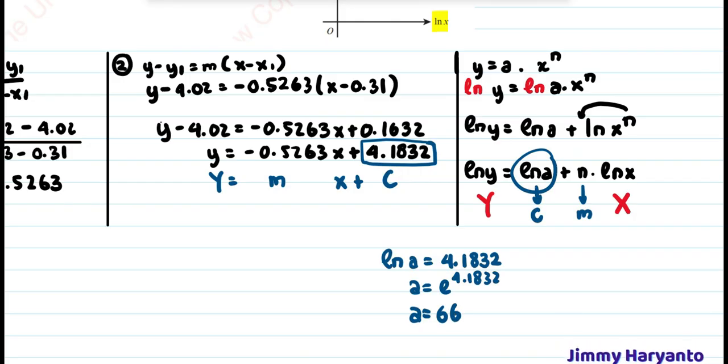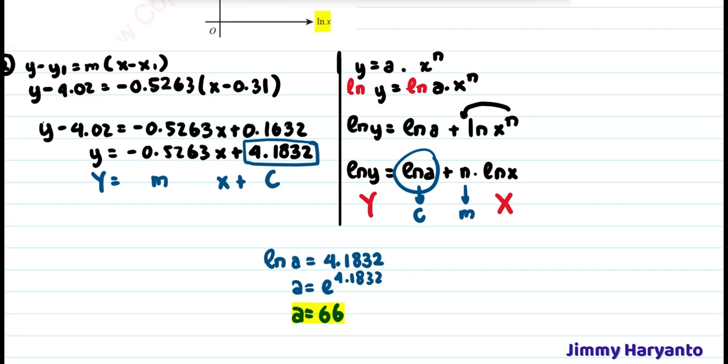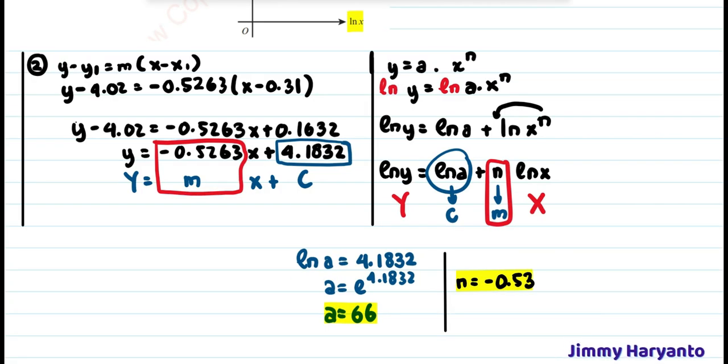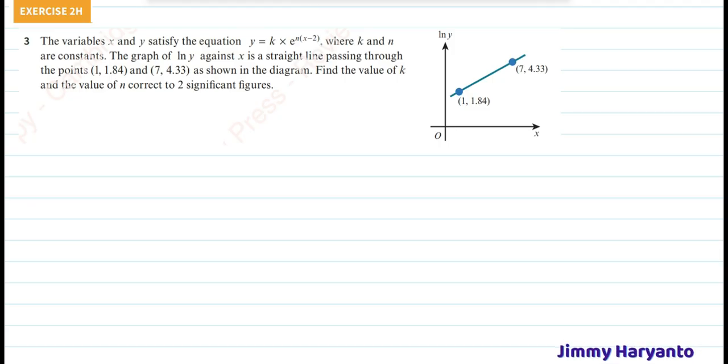A equals 66, and then to find the n, I only have to compare this one. The gradient is n and the gradient for this one is negative. That means n equals negative 0.53 in 2 significant figures. There you go, this is the n and the value of a. Okay, and then next is question 3.